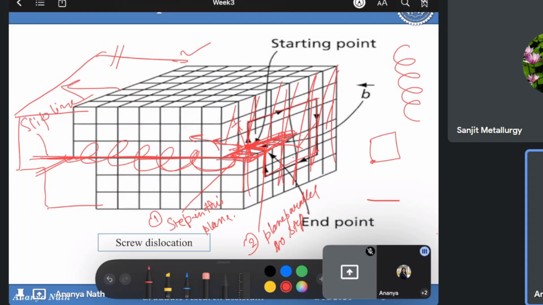But for screw dislocation, the plane itself is moving, so it's difficult to draw on pen and paper.